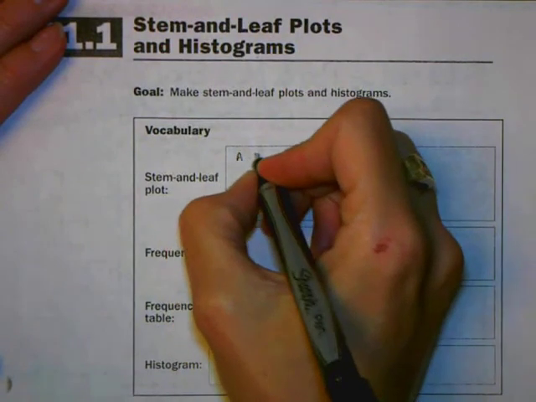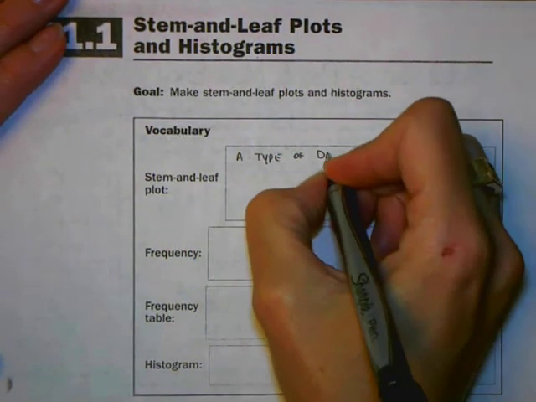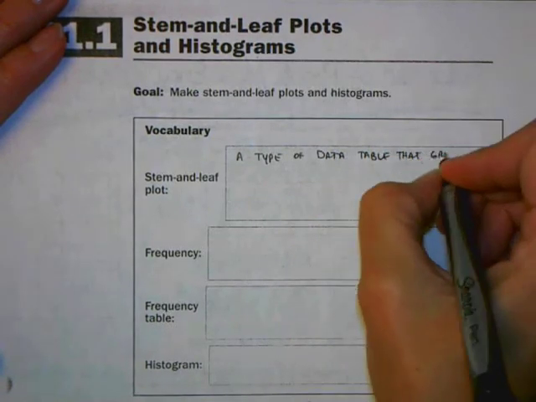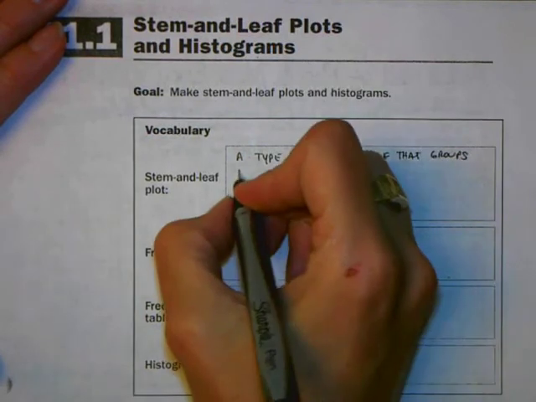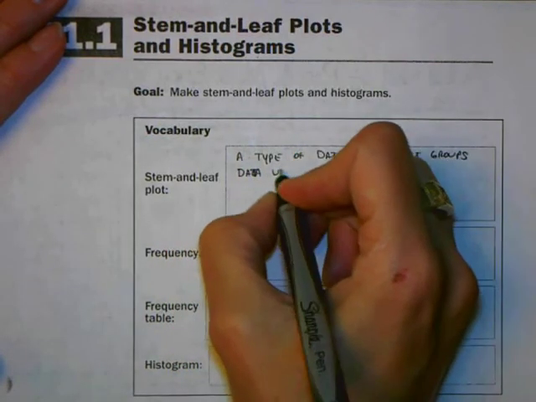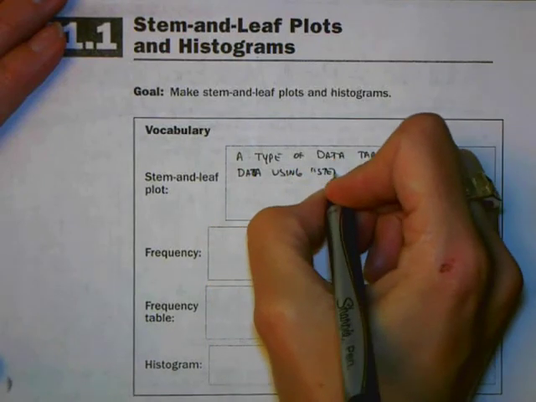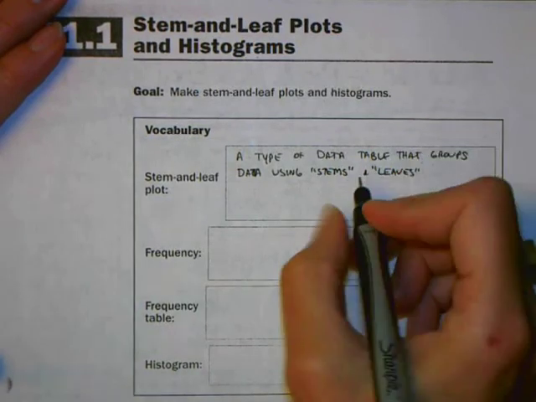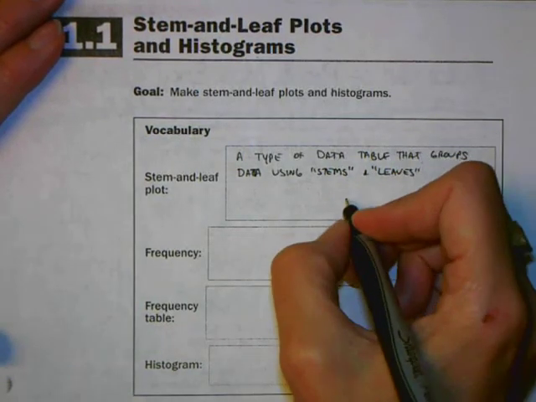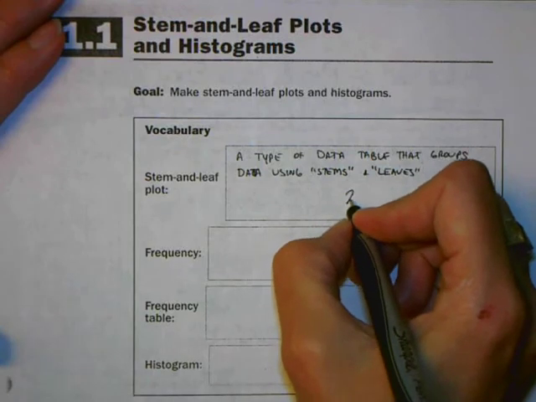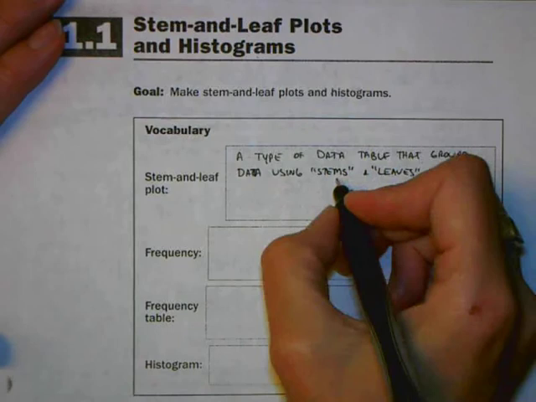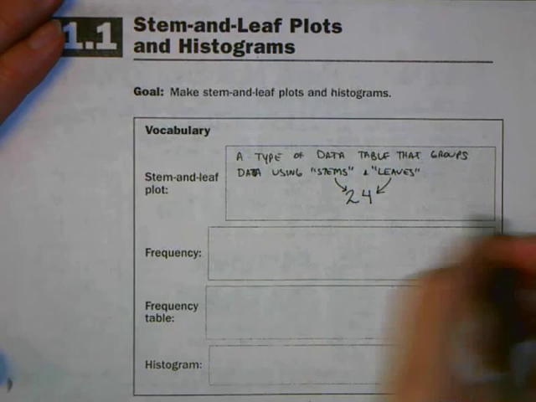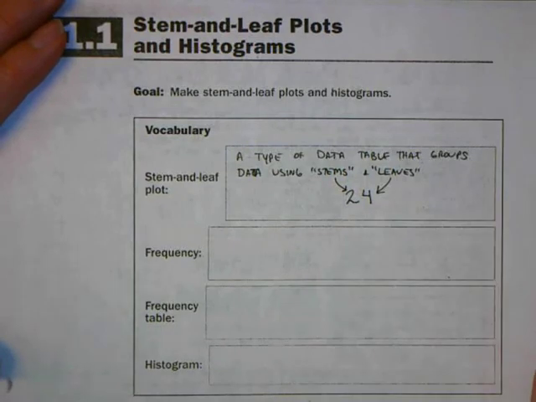A stem and leaf plot is a type of data table that groups data, that is, that groups numbers in a set, using stems and leaves. And just as with a tree branch, the stem would be the first part and the leaf is the part hanging off the end. In a number, the stem would be the first digits and the leaf would be the very last digits. So in this case, 2 would be the stem and 4 would be the leaf.